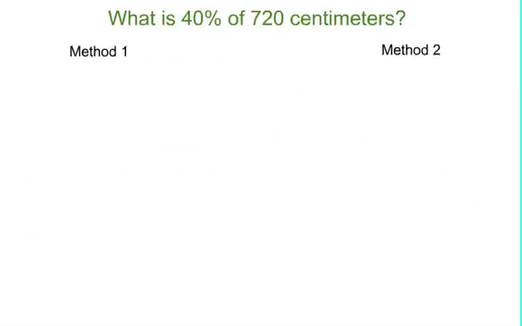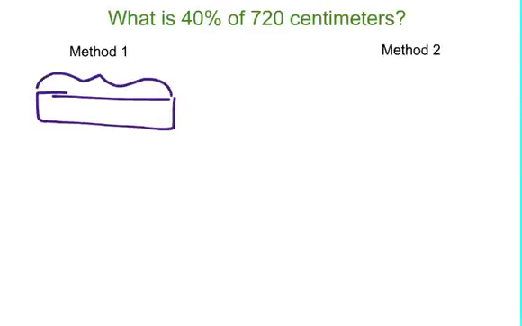Let's try another example. What is 40% of 720 centimeters? So in the first method, the 720 centimeters would represent 100%, so the whole bar. We're looking for how much 40% of that 720 would equal.